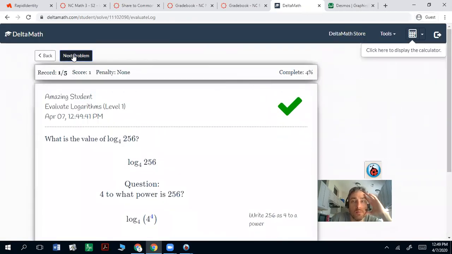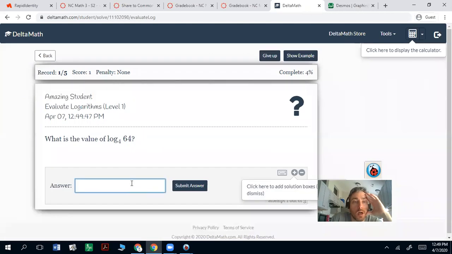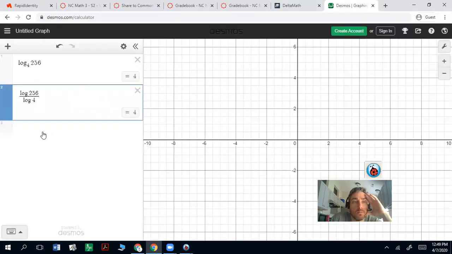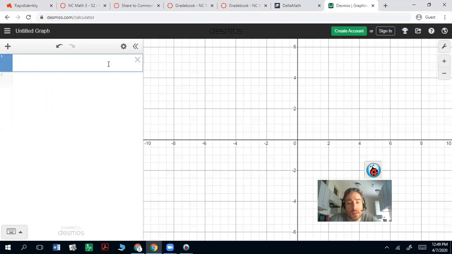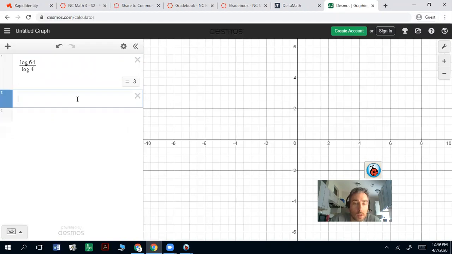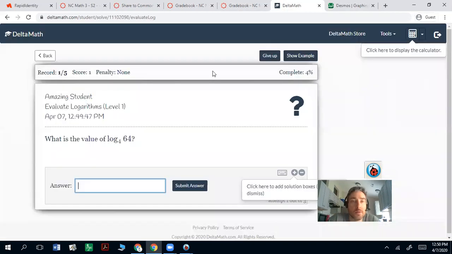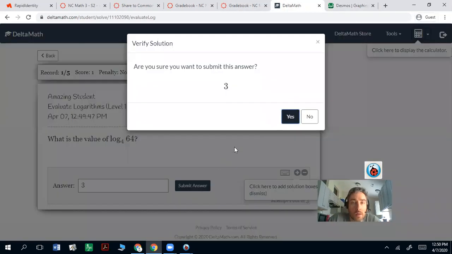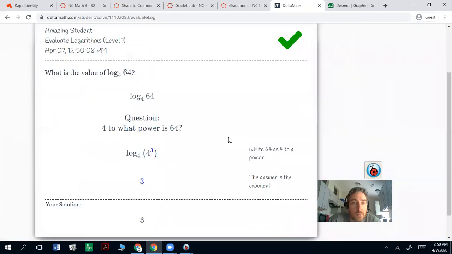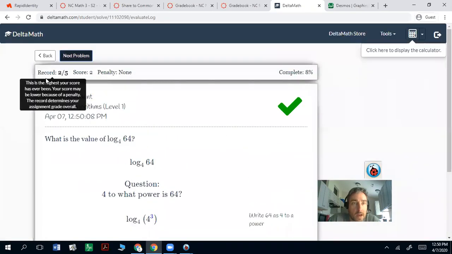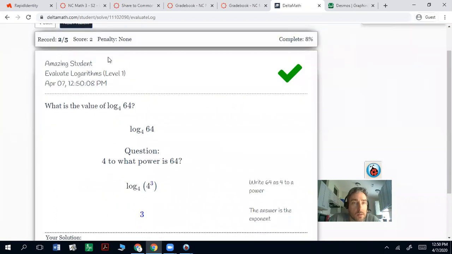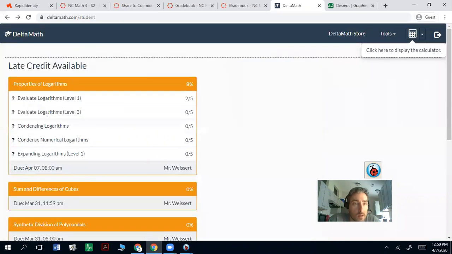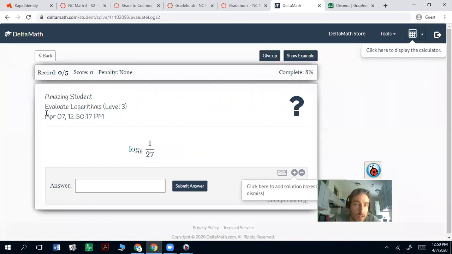I'll do a couple more. Let's see, next problem. Log base 4 of 64. Well, let's see, log of 64 divided by log of 4, or log, shift minus, 4, right arrow, 64. 3. So my answer is 3. And we're getting there. I got to get 5 of these done. So let's maybe do level 3. Let's see how that, ooh, that looks tougher.